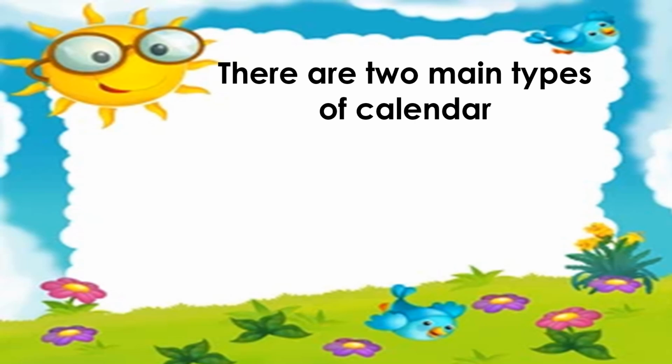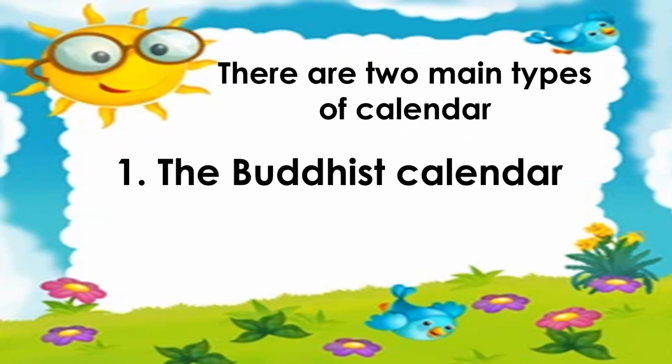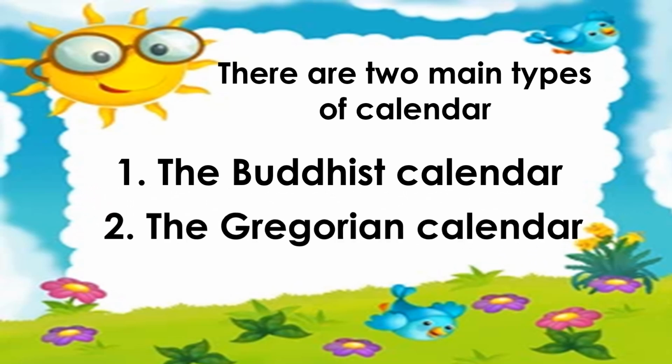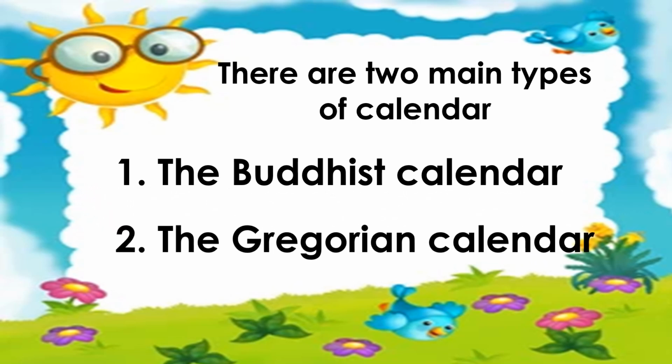So what are those? The first one is the Buddhist calendar. Again, the Buddhist calendar. The second one is the Gregorian calendar. One more time, the Gregorian calendar. We will discuss this again next time, the difference of these.